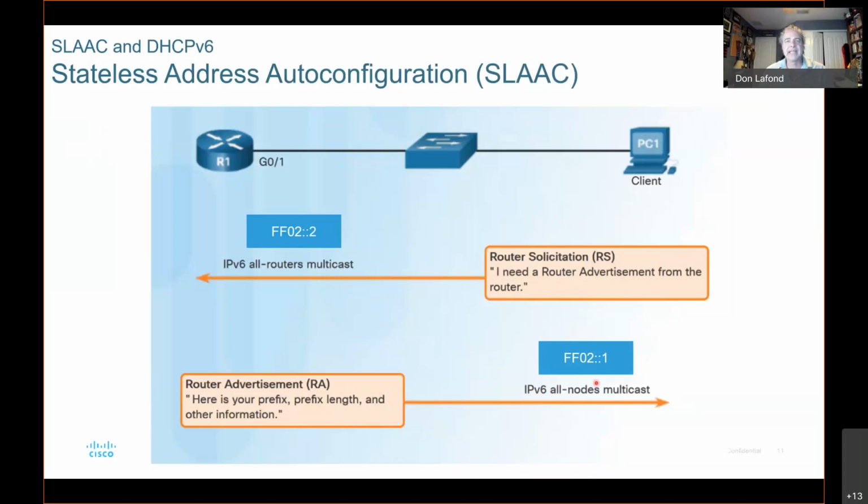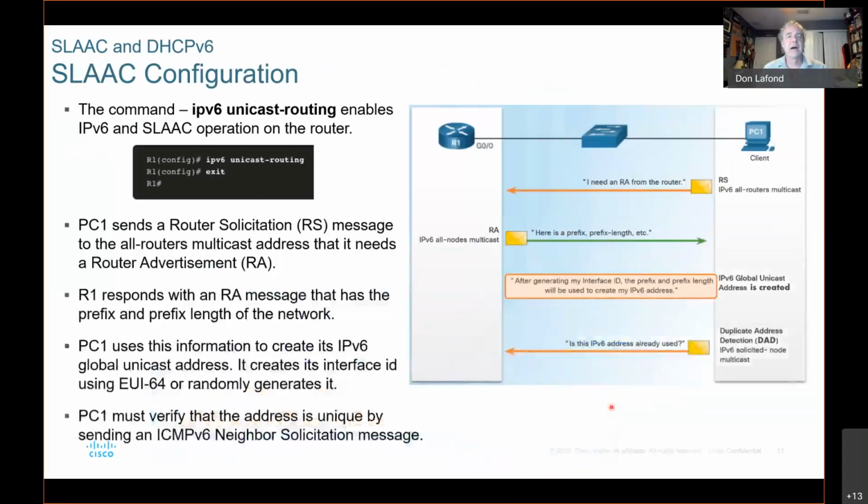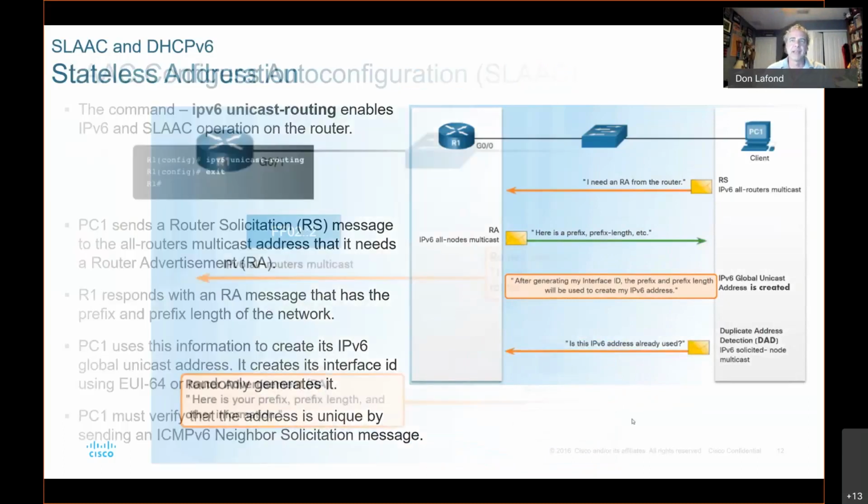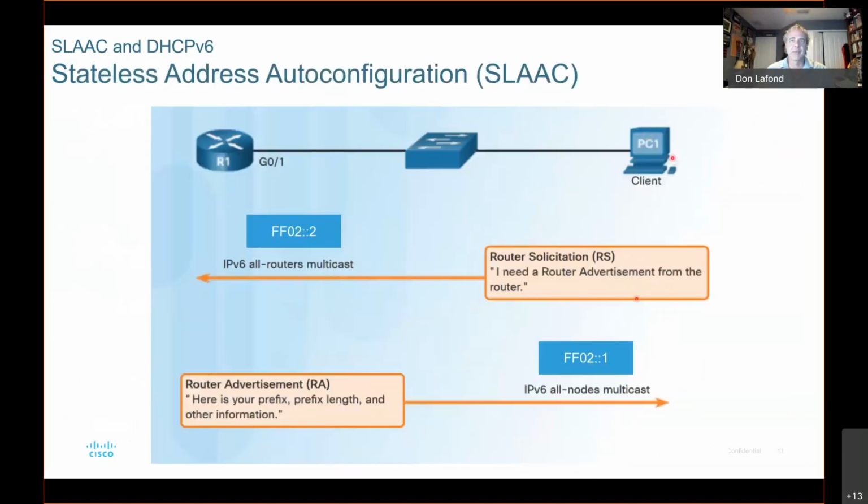And then it sends, using the FF02::1, all nodes multicast. Now, because ultimately this doesn't have an address yet, it can't send a unicast address back to it because it doesn't have an address, so it has to send back to all nodes.